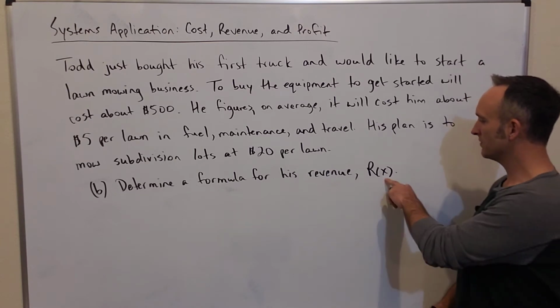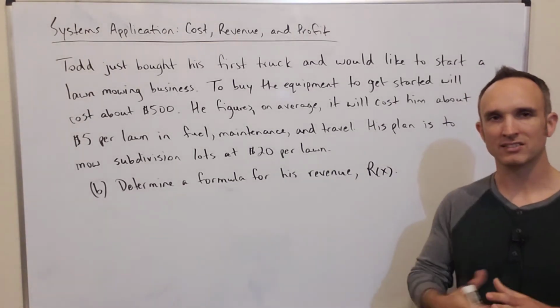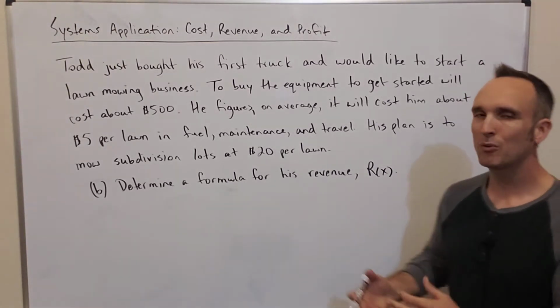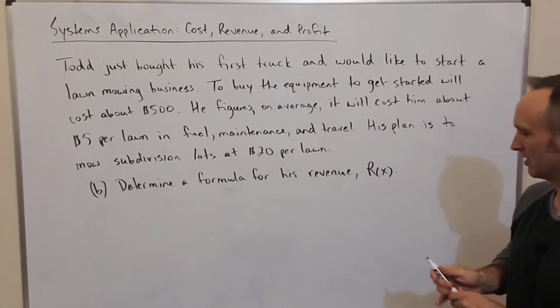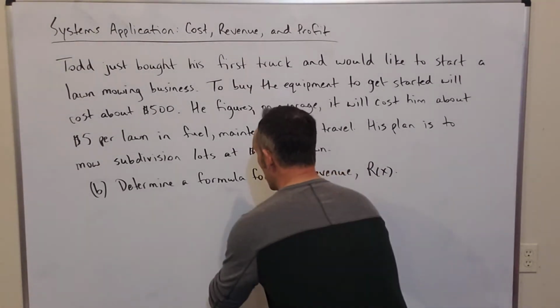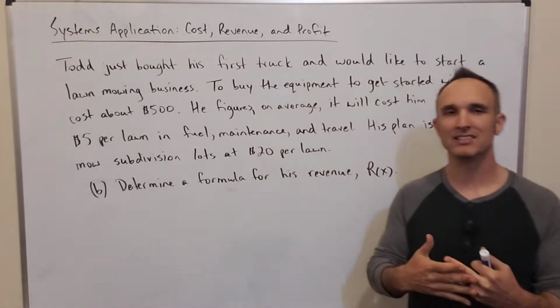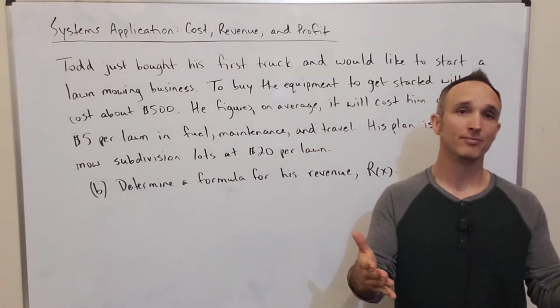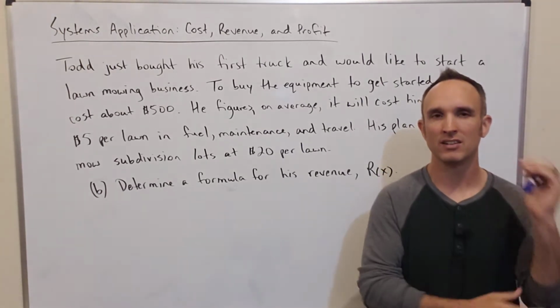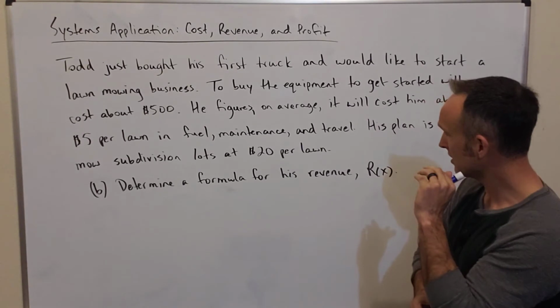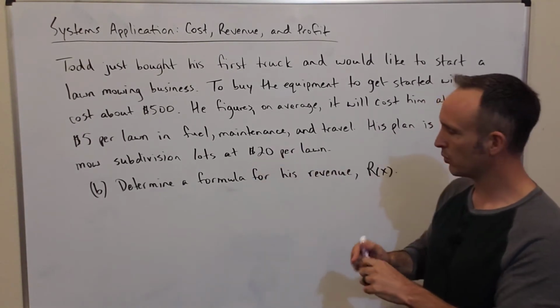And we don't need to specify what x is now because we already have. X is the number of lawns. So now we're talking about how much money does he bring in when he mows x lawns. Well, the only money he takes in is every time he mows a lawn, he gets paid. Nobody's giving him money up front to get started in the business, none of that. There's no seed money. The only income is he gets $20 per lawn.